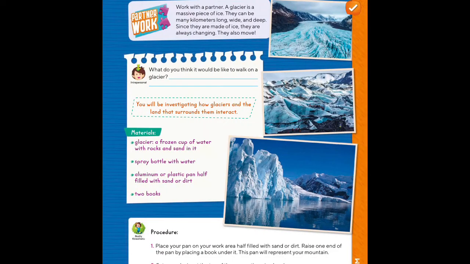Now let's go to 134. Investigating glaciers. Work with a partner. Well, in this case it's going to be by yourself. So it says a glacier is a massive piece of ice. They can be many kilometers long. Kilometers, not even meters, okay? Long, wide, and deep. Long, de largos, wide, anchos, and deep, profundos.